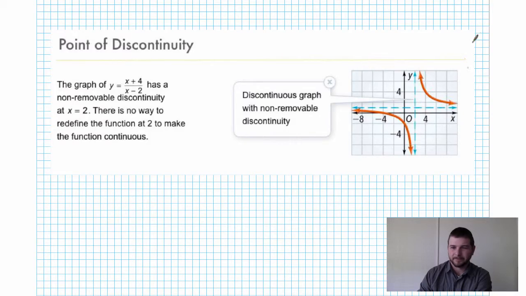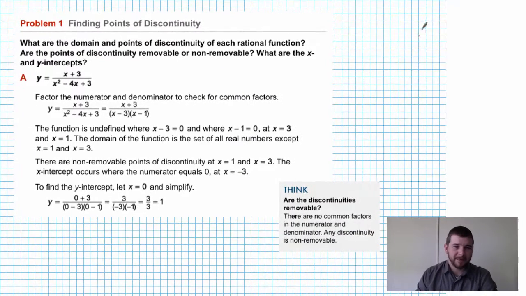let's move on. Problem number 1, finding points of discontinuity. What are the domain and points of discontinuity of each rational function? Are the points of discontinuity removable or non-removable? What are the x and y intercepts? That's several things to figure out. Good thing we're good at this. A says y equals x plus 3 over x squared minus 4x plus 3.